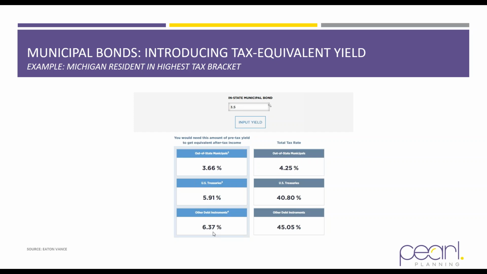Wow, that's a big difference, and it's hard to find 6.3% bonds nowadays, so this is something to take into consideration. Again, this is an example with the highest tax bracket. This is not the only decision for every bond investment, but introducing you to the concept of a tax equivalent yield.